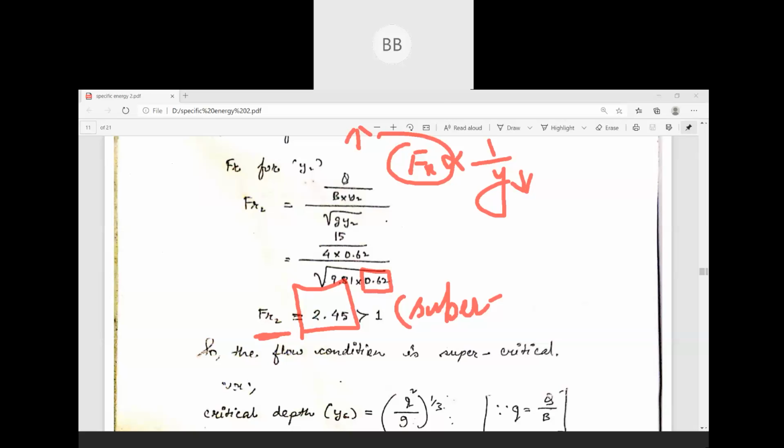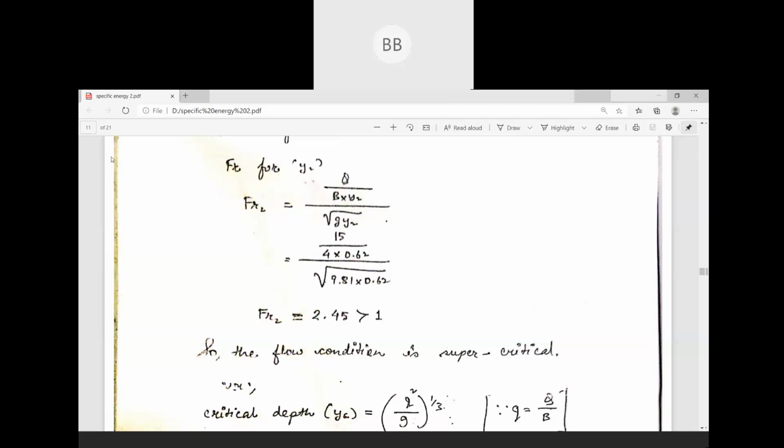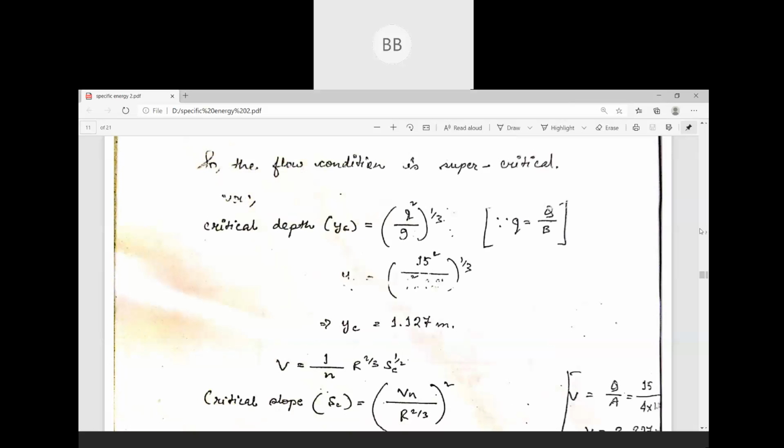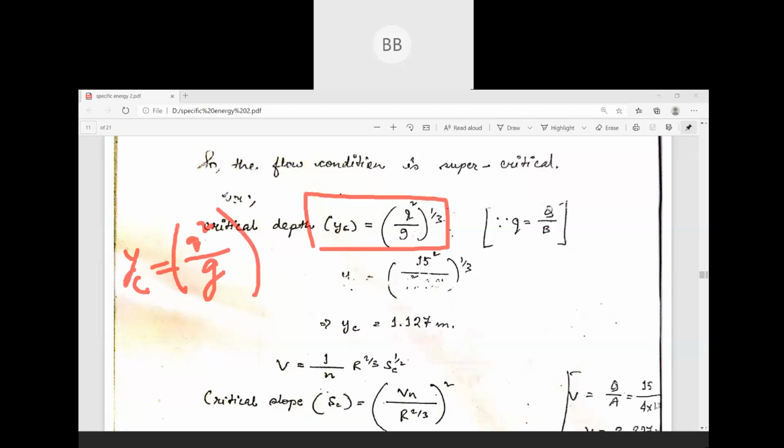The first part of the question is over. Okay, then the second part, again we need to find out the critical depth. I think we have already discussed this equation. Yc is equal to, as we are discussing a rectangular channel, (q square by g) to the power 1 by 3.